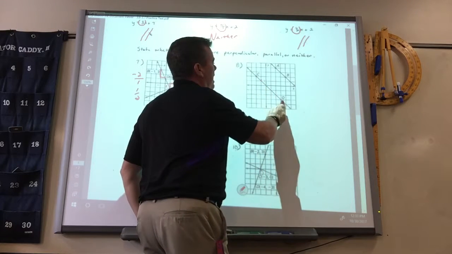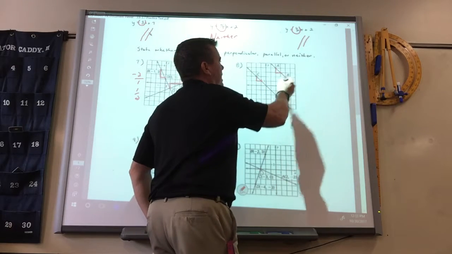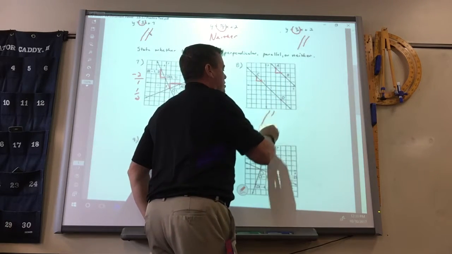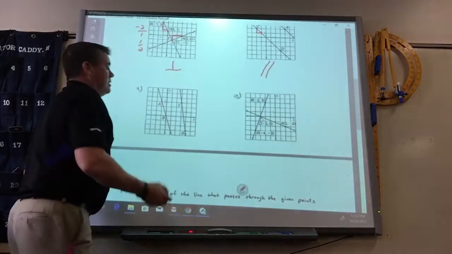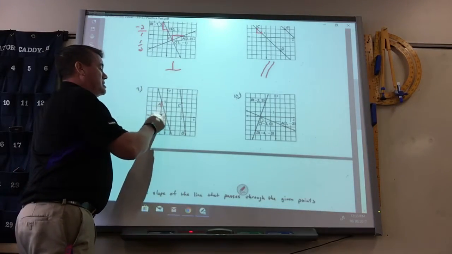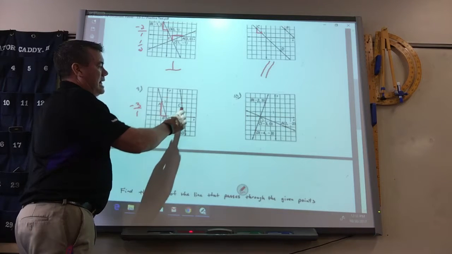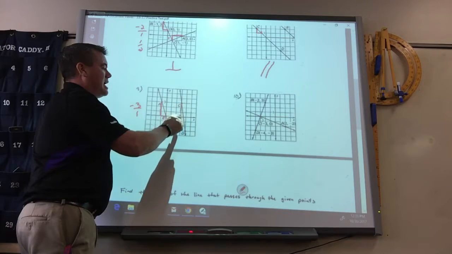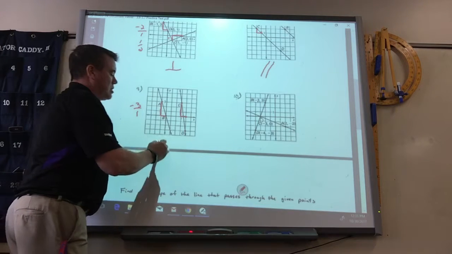Here, again, remember, you don't have to use the points given. It goes down 1 over 1, down 1 over 1. They have the same slope, so they are parallel. Okay, this one goes down 3, so negative 3 and over 1. If you do the same thing here, down 3 over 1, you don't end up back on the line. So that's neither.